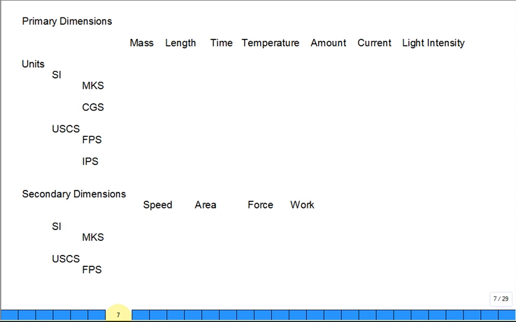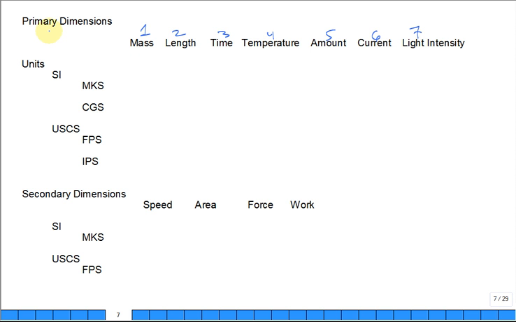Kind of like, what are the fundamental building blocks? How many are there? 7. And what are they? That's the 7. Okay? So mass is a fundamental, primary dimension. Length is one, time, etc.